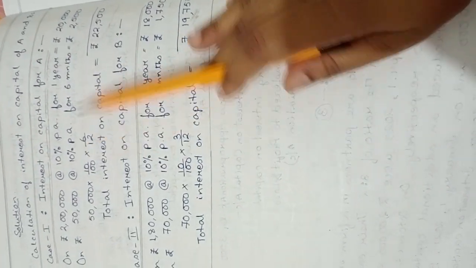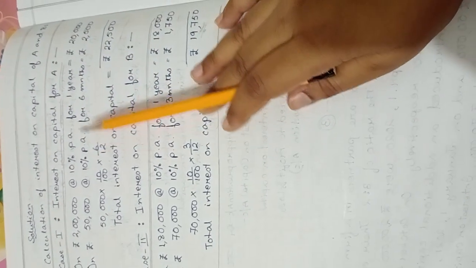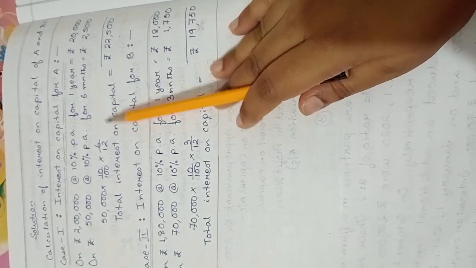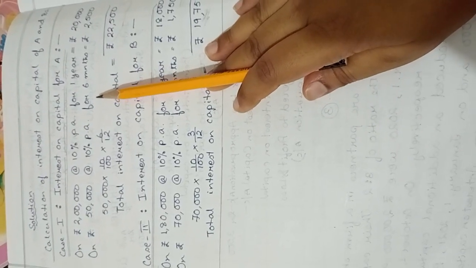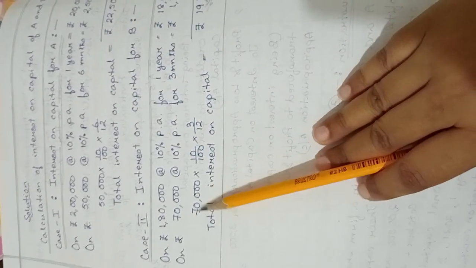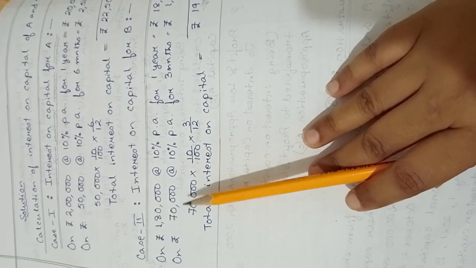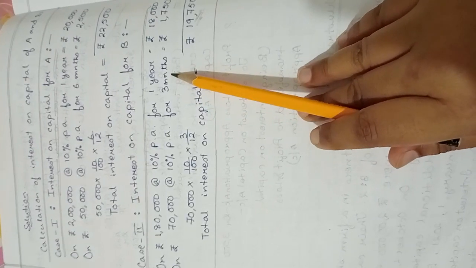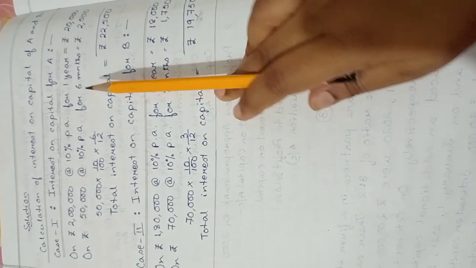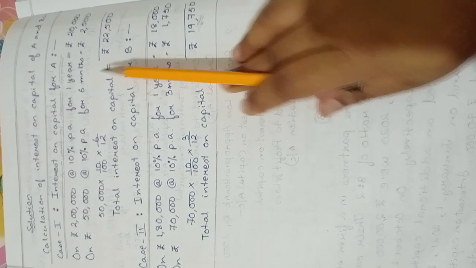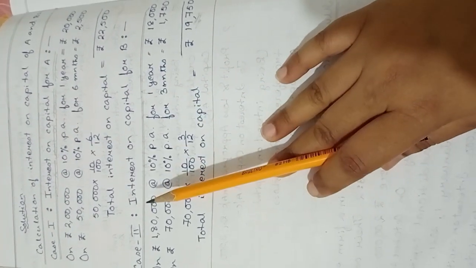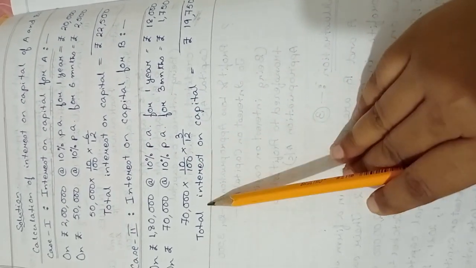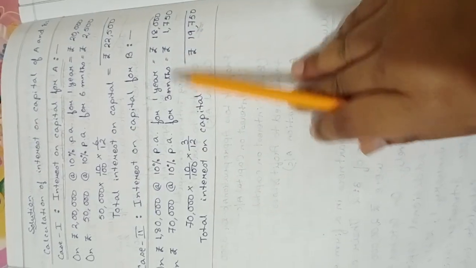You have to calculate interest on capital. Firstly it is for 1 year. Then additional capital was introduced in the middle of the year, so it is calculated for 6 months. And again in case of B, additional capital is calculated at the rate 10% for 3 months. So just the time period you have to consider for calculation of interest on capital in case of additional capital. That's it, all about this sum.